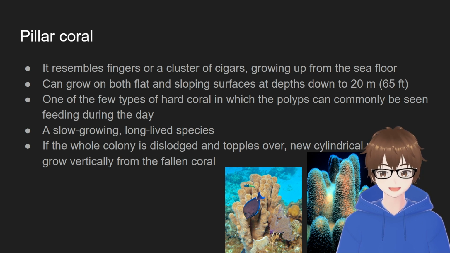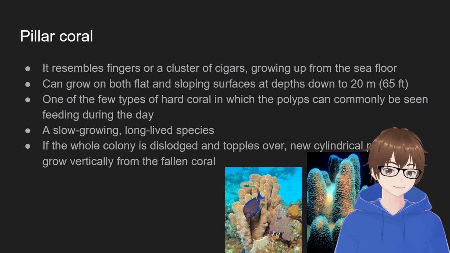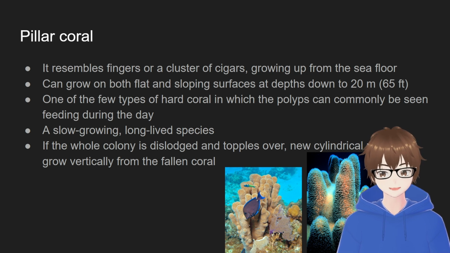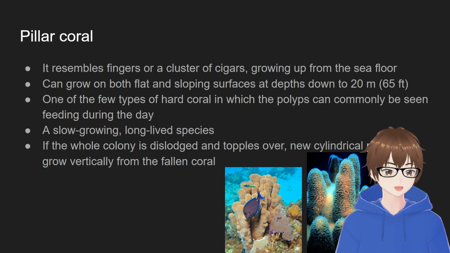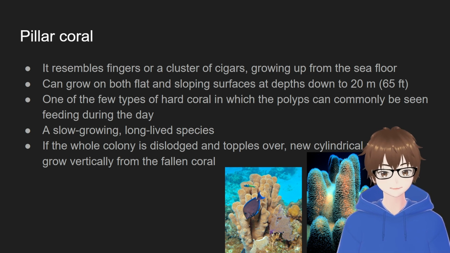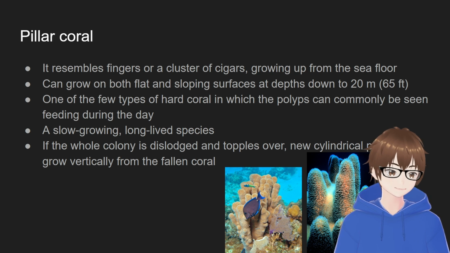They are very slow growing and long-lived species. And if the whole colony is dislodged or topples over, then a new cylindrical pillar can grow vertically from the fallen coral. So even if these corals do break and fall, that is not the end for them. They can still grow up from the old pillars. I guess that's the reason why they're so long-lived, because they can survive so many different things.